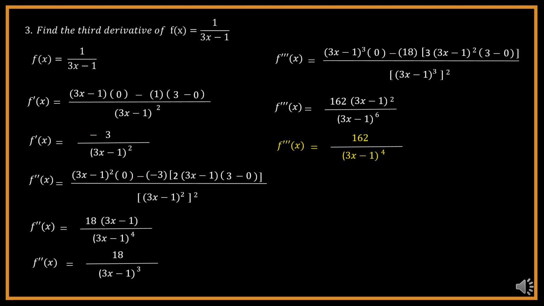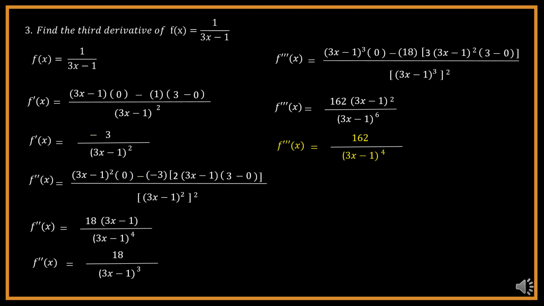The same procedure using the derivative of the quotient, just copy the denominator (3x minus 1) raised to the third power multiplied by the derivative of 18, which is equal to 0, minus, copy the numerator 18 multiplied by the derivative of the denominator using the power formula, just copy 3, then multiply by the base 3x minus 1, subtract 1 from the exponent, and that now becomes 2, and multiply by the derivative of the base 3x minus 1, which is equal to 3 minus 0, divided by the quantity (3x minus 1) cubed, then squared.